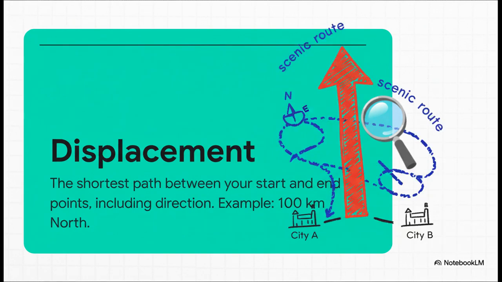But what if a bird flew from your starting point to your destination? It would just fly in a perfectly straight line, right? Let's say that straight line is only 100 kilometers and it's directly north. Well, that's your displacement. It totally ignores your scenic route and only cares about the shortest, most direct path and the direction from where you started to where you ended up.